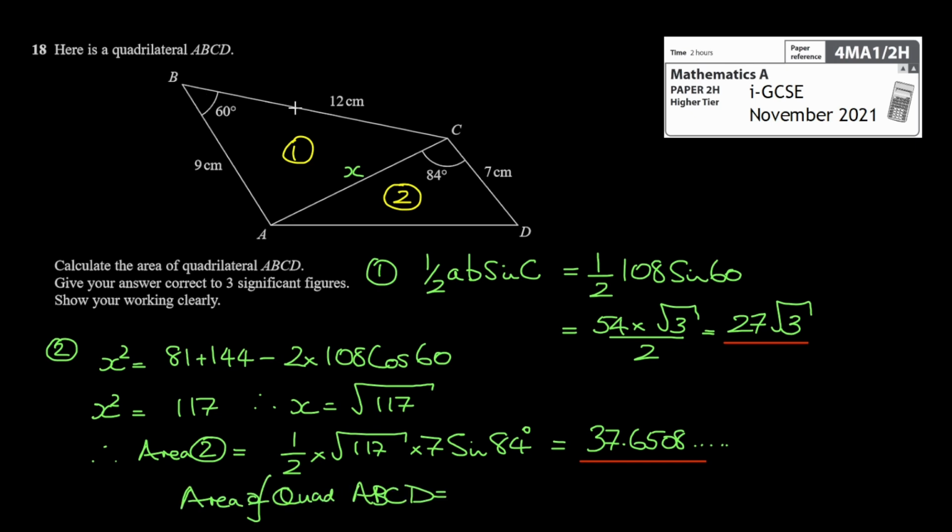So the area of the quadrilateral ABCD is the addition of these two answers, and if you also reduce it to three significant figures, we get 84.4 centimeters squared. And that's your answer.